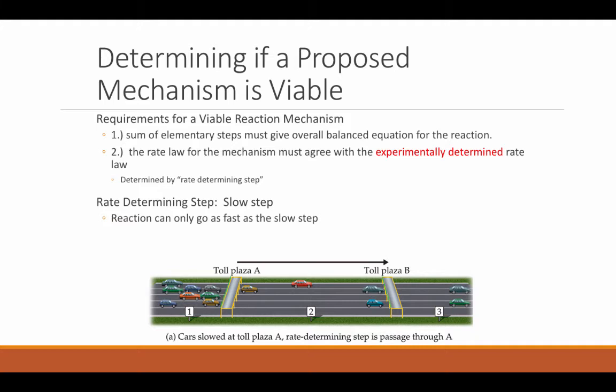Your textbook draws an analogy between slow steps and toll plazas on a highway. Here you see that toll plaza A is processing cars fairly slowly, so cars can only travel down the highway as fast as they're able to get through toll plaza A. Toll plaza B doesn't seem to be slowing them down at all. So the rate of travel down the highway will be determined by toll plaza A. This is the rate determining step, or the slow step.